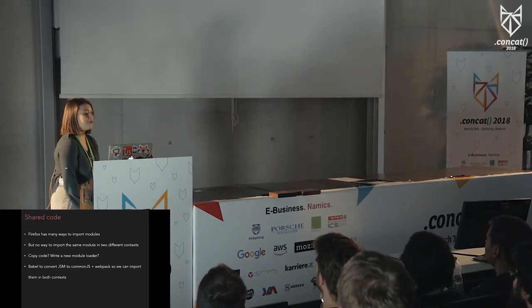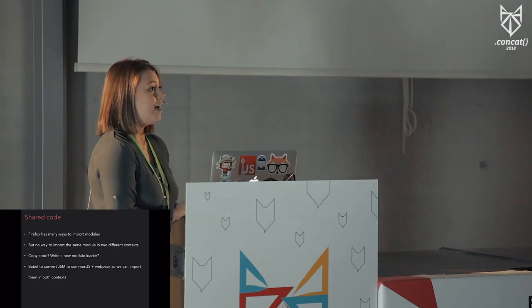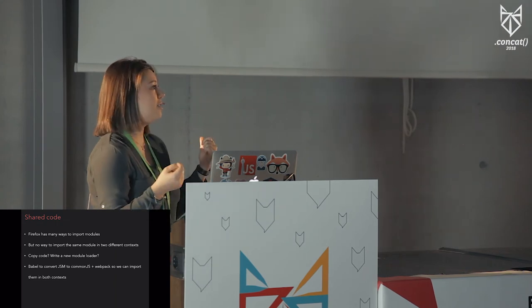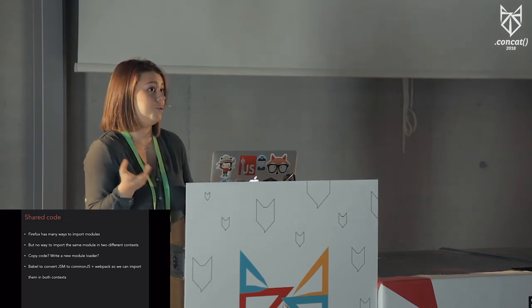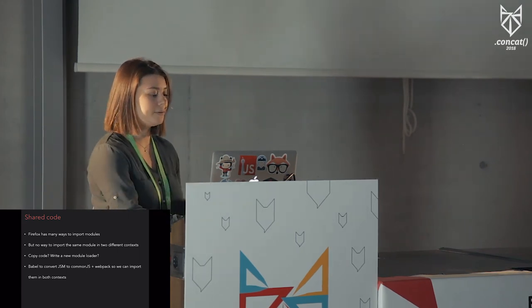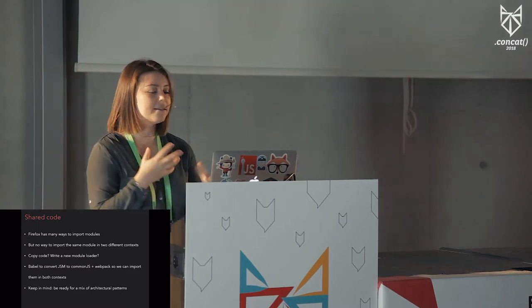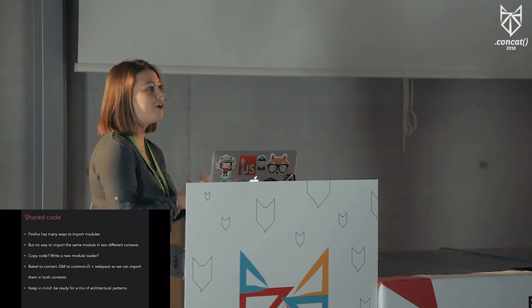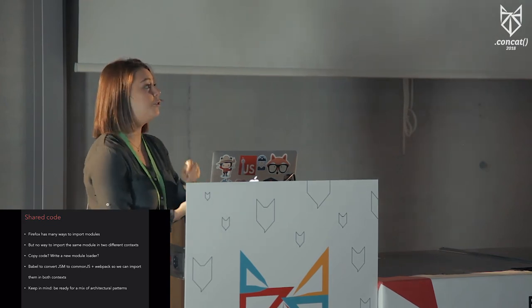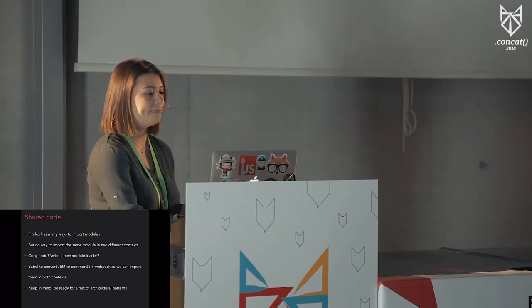We used Babel, and we wrote a bunch of our JSMs, and then we used Babel to convert those JSMs to CommonJS, and then we used Webpack so that we can import them in both contexts. And this was something that nowhere else in the repository of Firefox was really doing. So what to keep in mind here is that you have to be ready for a mix of architectural patterns, right? The code that you're writing is not necessarily going to fit perfectly and uniformly in the code that you're trying to shove it into. So you have to be ready for those kinds of challenges.